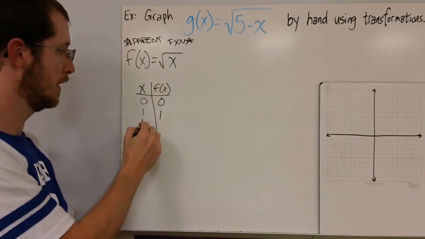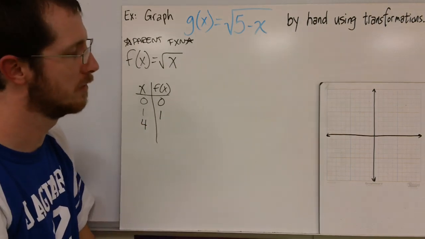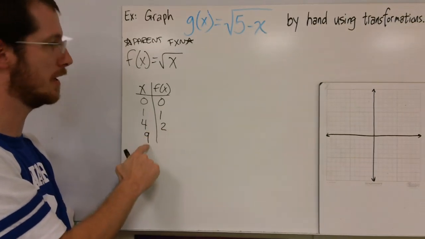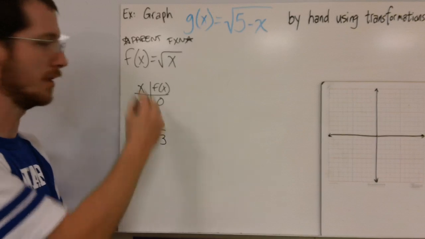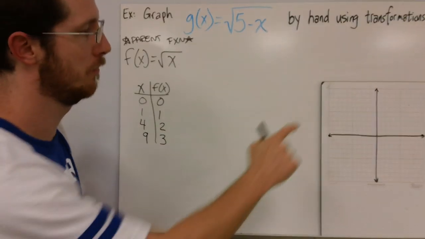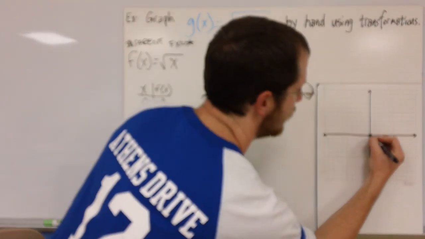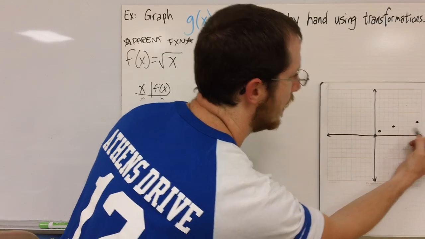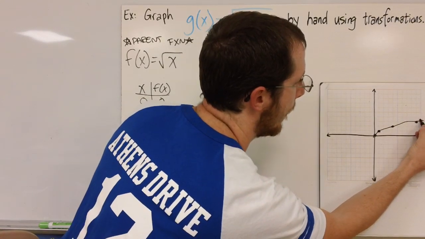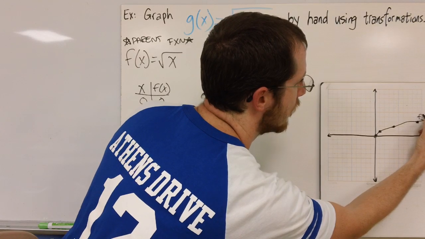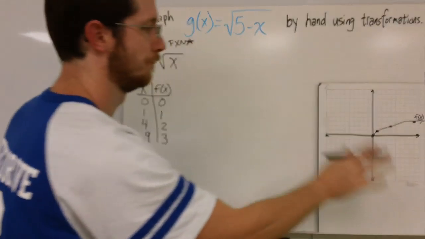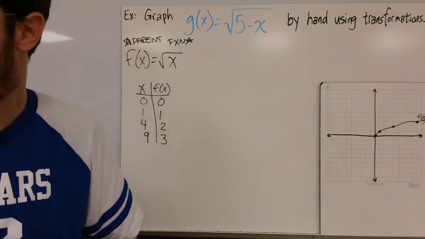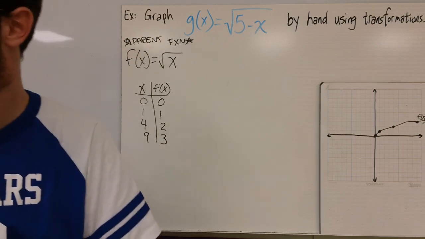Let's make this a little easier. Let's pick our perfect squares so we don't have to mess with decimals or fractions. Square root of 4 is 2. Let's pick our next perfect square, 9. Square root of 9 is 3. So there's 4 points from our parent function. Let's plot those on our graph: (0, 0), (1, 1), (4, 2), and (9, 3). Okay, so that's our parent function. Again, if you have colored pens or pencils, now's a good time to use them.